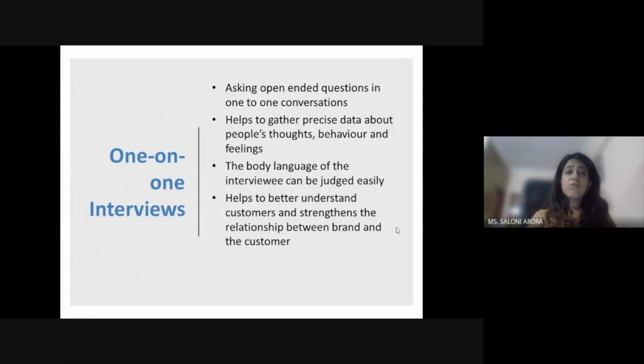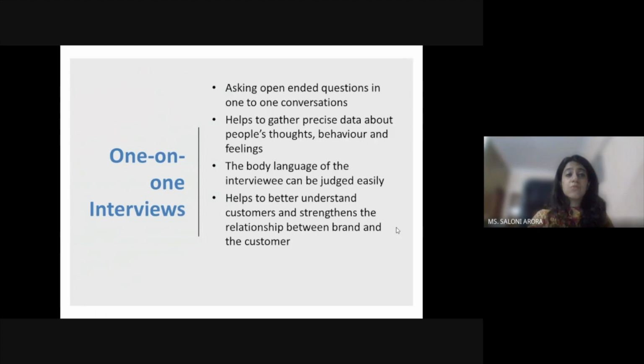Now, in terms of business and management, how is a one-to-one interview useful? Today one-to-one interviews are not only face to face, but because of the pandemic, what we're witnessing is that even online, these one-to-one interviews are being held. So they can be either face to face or telephonic, but the aim is that one-to-one builds a better connection with the customer.